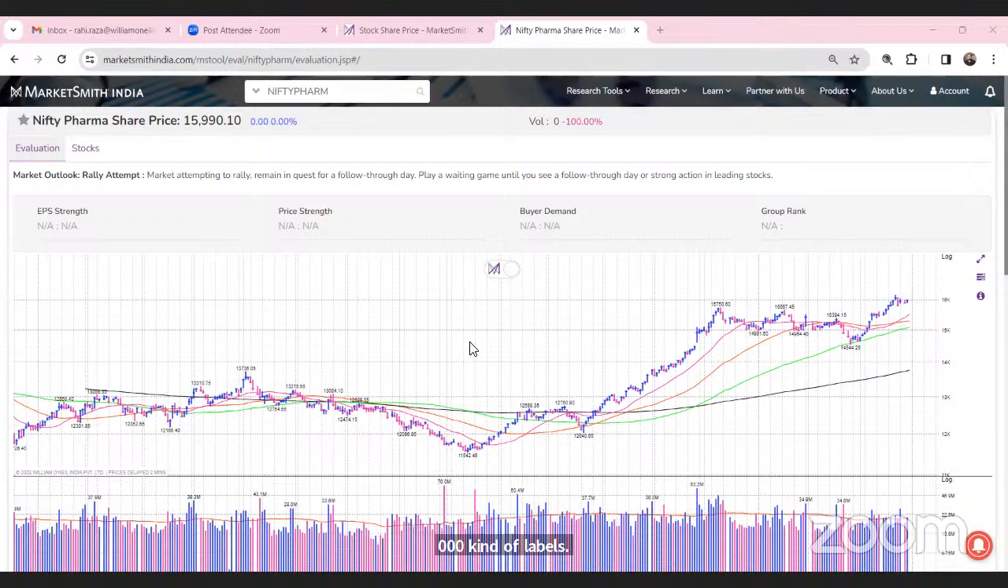The near-term target on the basis of Fibonacci retracement is 17,000. And from a long-term perspective, as per the flag pattern breakout, maybe it will touch 20,000 to 21,000 levels in the Nifty Pharma Index. But obviously it is not going to move in a linear direction. There will be fluctuations and everything.